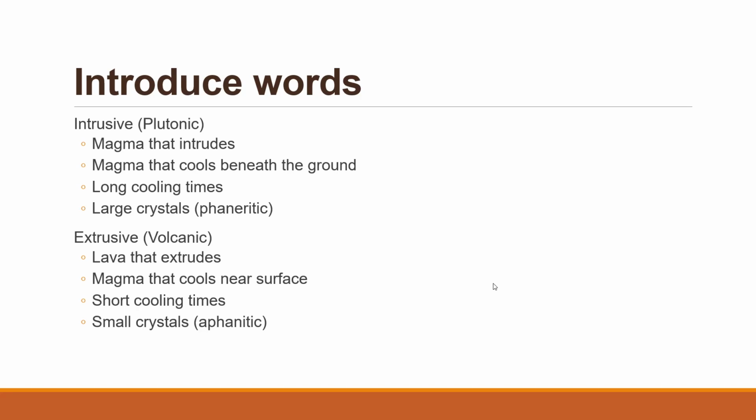Extrusive rocks, which extrude on the surface, are also called volcanic rocks. This is lava that extrudes. It's magma that cools near the surface. It tends to happen at volcanoes. They have short cooling times, and they have small crystals, which are called aphanitic. The A in front means not visible.